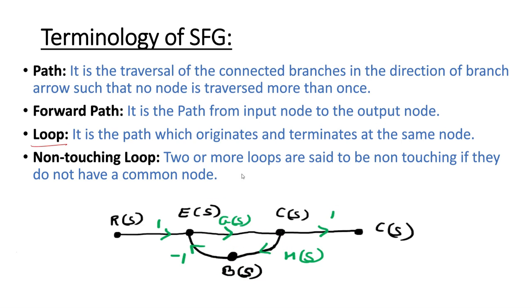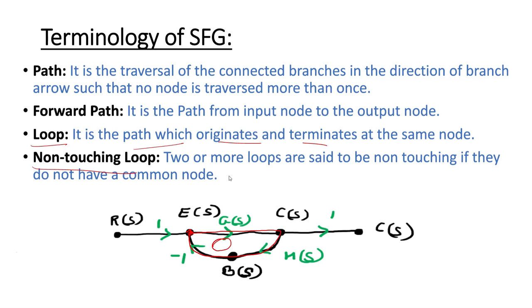Then the loop. So loop is the path which originates and terminates at the same node. So see this here. This path here, it travels like this and then this and it again reaches here. So this is like a loop. Therefore, it is a loop.